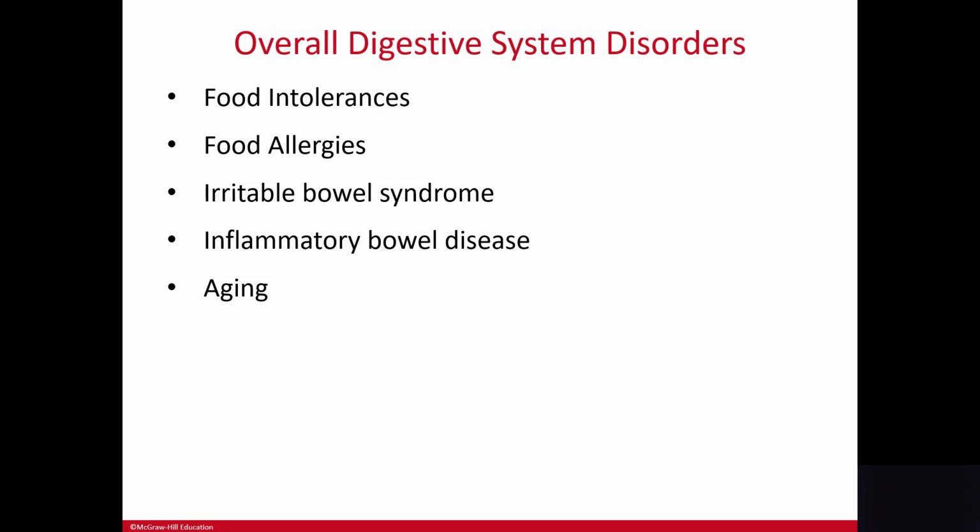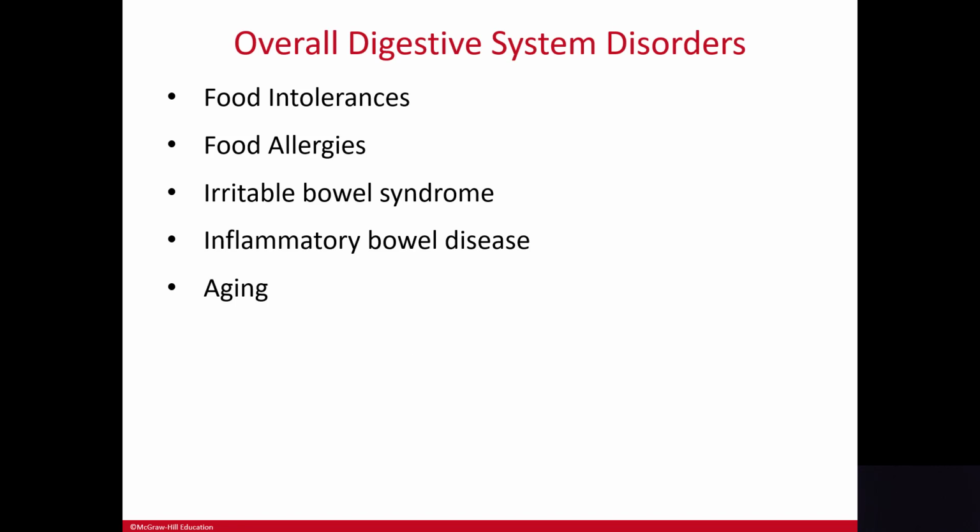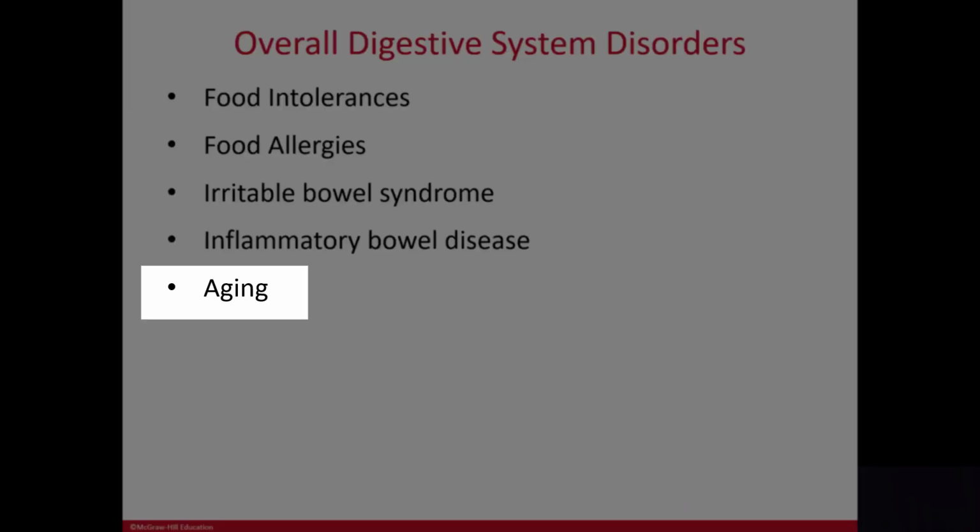We're going to talk about it a little bit later in this chapter. It involves a chronic inflammation of all or part of the lower digestive tract, usually includes conditions like ulcerative colitis and Crohn's disease. Like I said, we'll talk about it later when we get to that part of the digestive tract. And your book mentions aging.